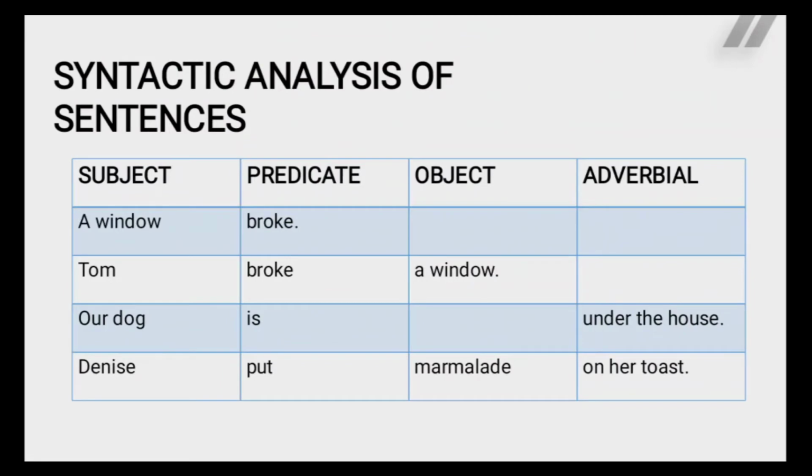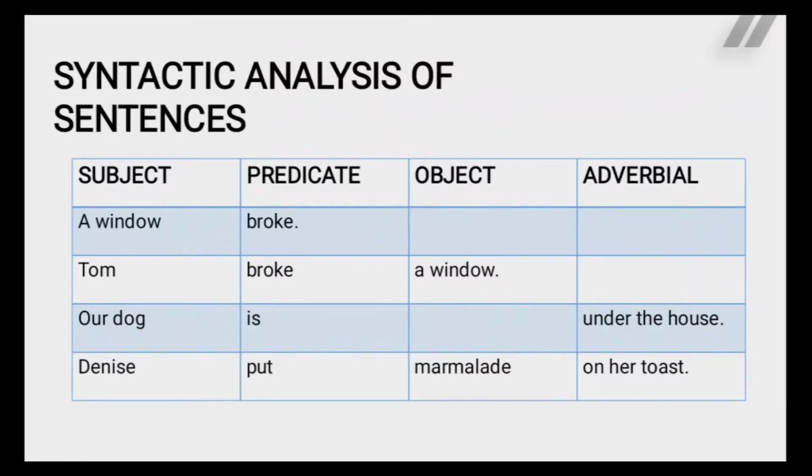Speaking of syntactic analysis, the syntactic analysis of a sentence is analyzing the words and their roles. We have here some examples. First example is, a window broke, wherein the subject is a window and broke is the predicate. Next is, Tom broke a window, wherein Tom is the subject, broke is the predicate, and a window is the object. Our dog is under the house. Subject is our dog, predicate is, and the adverbial is under the house.